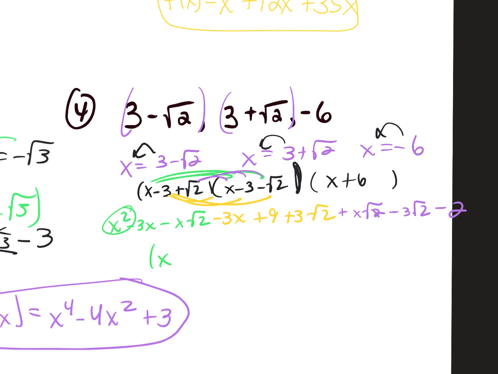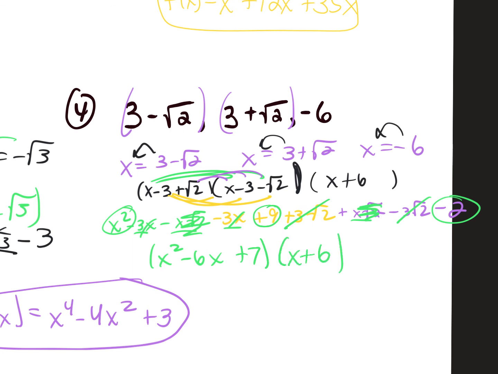So if we combine like terms, we have an x squared. I have a negative 3x and a negative 3x gives me minus 6x. My negative x root 2 and a positive x root 2 cancel. So we have 9 minus 2 gives me plus 7. And then 3 root 2 and negative 3 root 2 cancel out. And then we have our x plus 6 here that we're going to FOIL in.